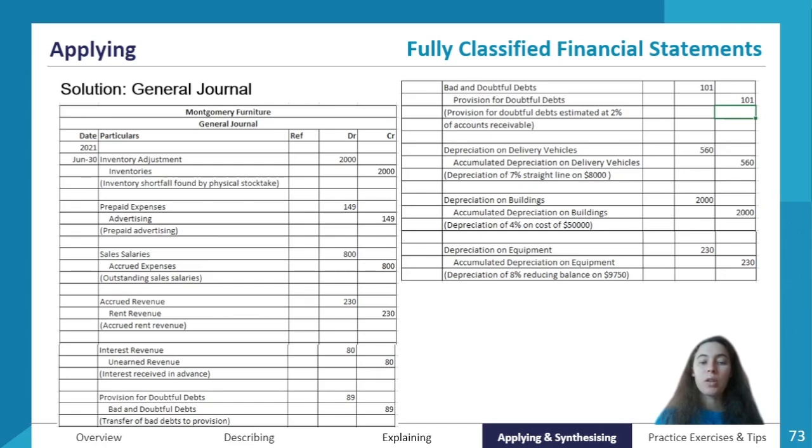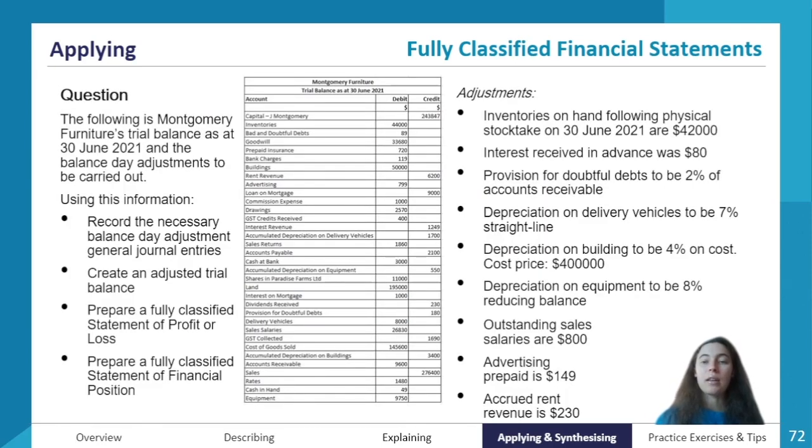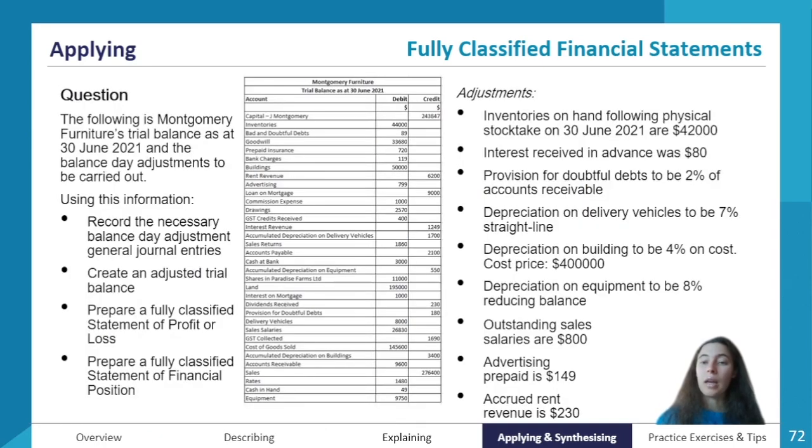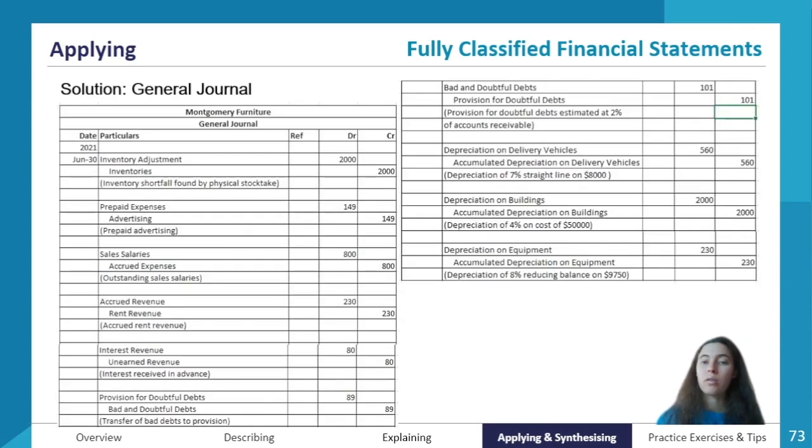The provision for doubtful debts, $89 is the amount that we've got here. And so that is something that we had to work out based on that information that we were given. 2% of accounts receivable is what we were told. We can see 89 is the bad and doubtful debts account in our trial balance. The bad and doubtful debts and the provision for doubtful debts. So $101 is what we calculated for that based on that information.